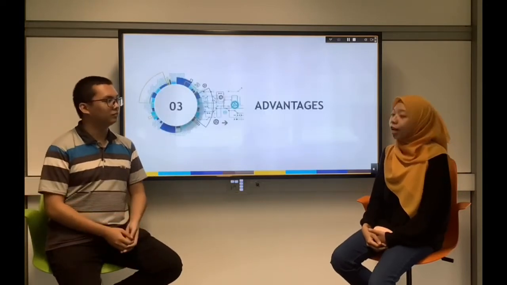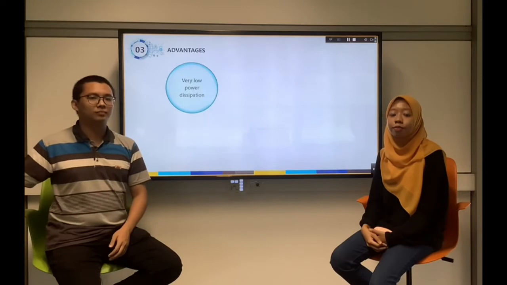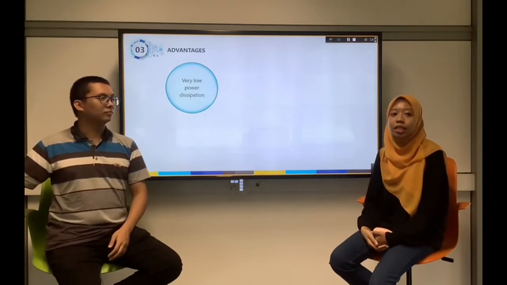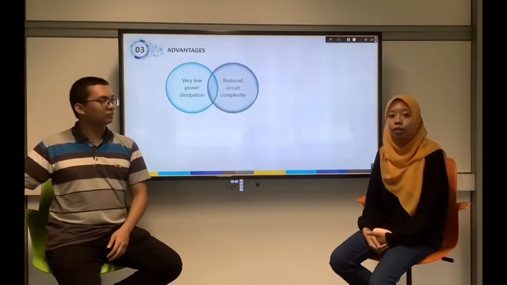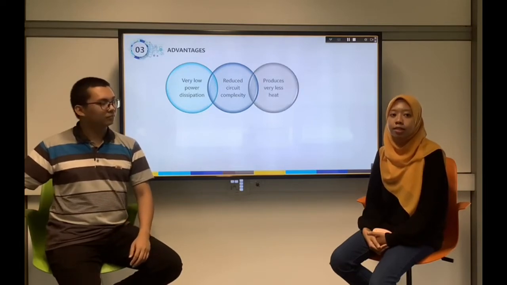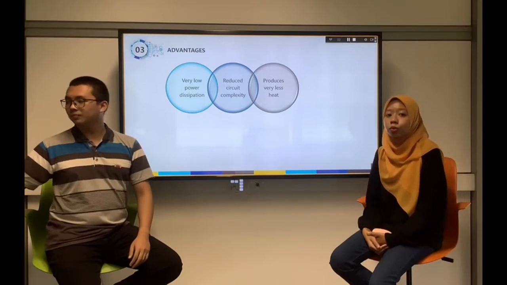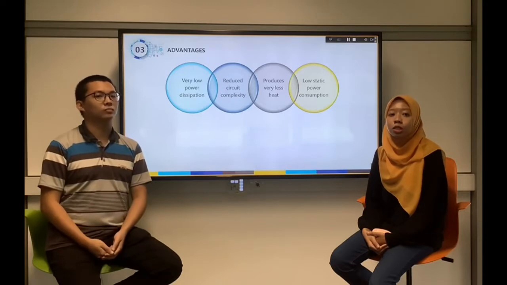Great! Let's move to the advantages of CMOS. CMOS has the least amount of power dissipation as there is no continuous current path from the positive terminal to the negative terminal through the circuit. CMOS reduces the circuit complexity as it requires fewer components. CMOS also produces less heat compared to the other transistors. In the ideal state, CMOS dissipates almost zero or no power. This means that it only dissipates power while switching. Less dissipation results in low power consumption.